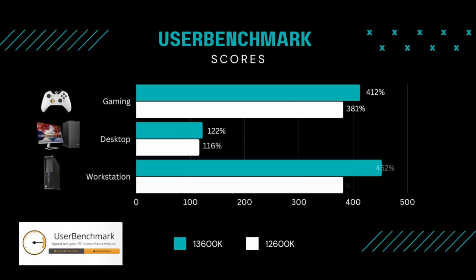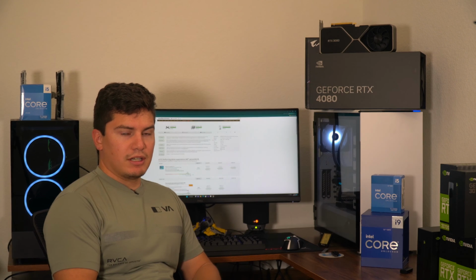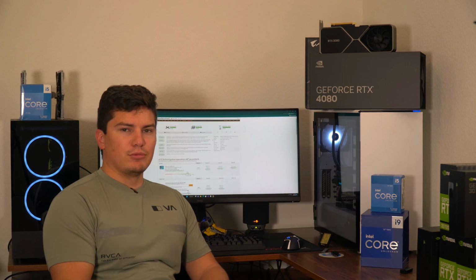For the 13th gen, I got 412% in gaming, 122% for desktop, and 452% in workstation, versus 381% for gaming, 116% for desktop, and 381% for workstation on the 12th gen. I think the biggest increase I saw was in workstation. Makes sense. You're getting a processor that can handle more power. It has more cores. It should be able to handle multitasking and heavy CPU workloads better. But yeah, those are the results for the user benchmark test.